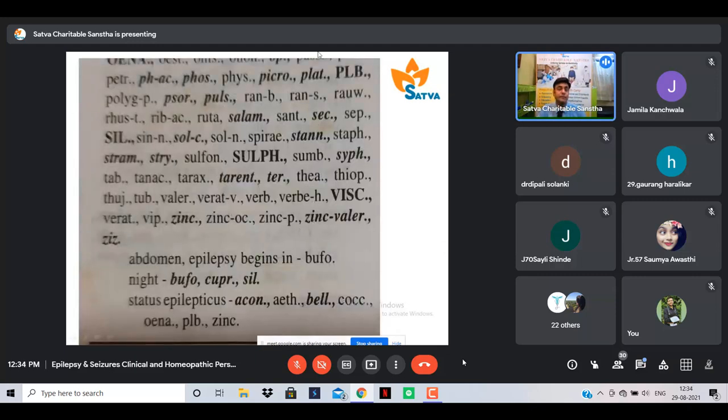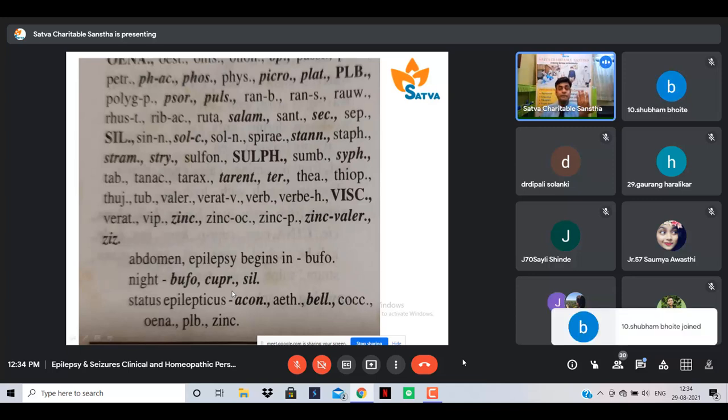So here, if we look at our repertory, there is a rubric called status epilepticus, and in this rubric: aconite, aethusa, belladonna, cocculus, oenanthe, plumbum, and zincum. These are the drugs which have been mentioned. Now, to be very clear, it becomes very difficult to give these drugs to a patient who is having status epilepticus, because it is next to impossible to administer them. But nevertheless, in spite of the given anticonvulsant therapy, if the person is refractory even when you are giving muscle relaxants like diazepam, or Phenergan, or anticonvulsants like phenytoin drip, and the patient is not responsive, then we can use these drugs.